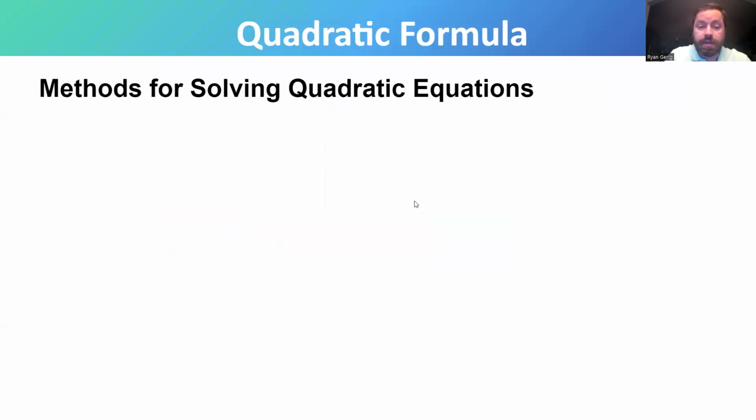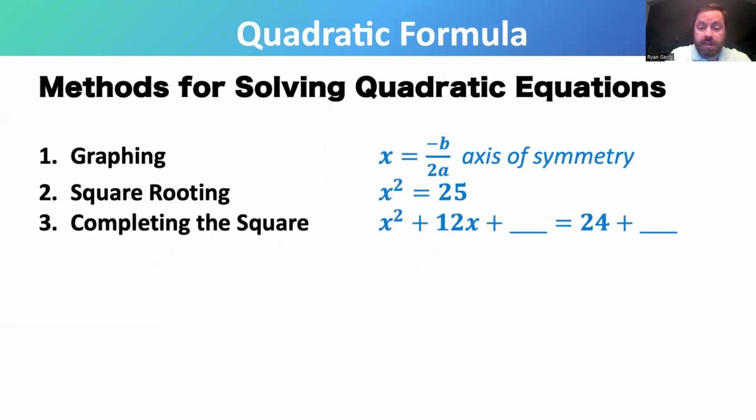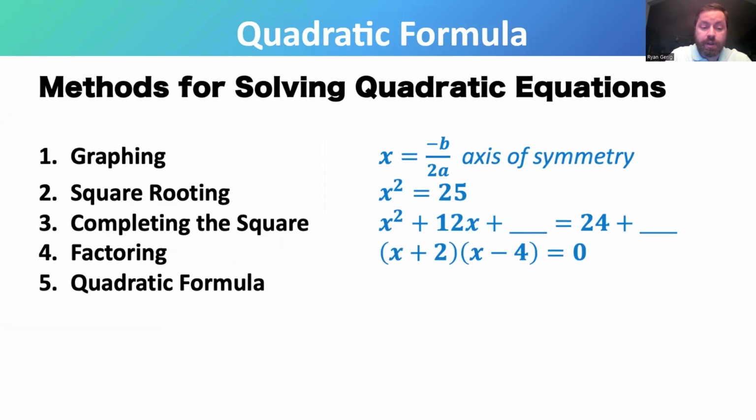Just a reminder, these are the things that we've done so far. We've graphed, where I used the axis of symmetry. We've done square rooting, where b had to be 0 to solve. We did completing the square, and we factored to solve. Now we're going to look at the fifth and final method, which is the quadratic formula.